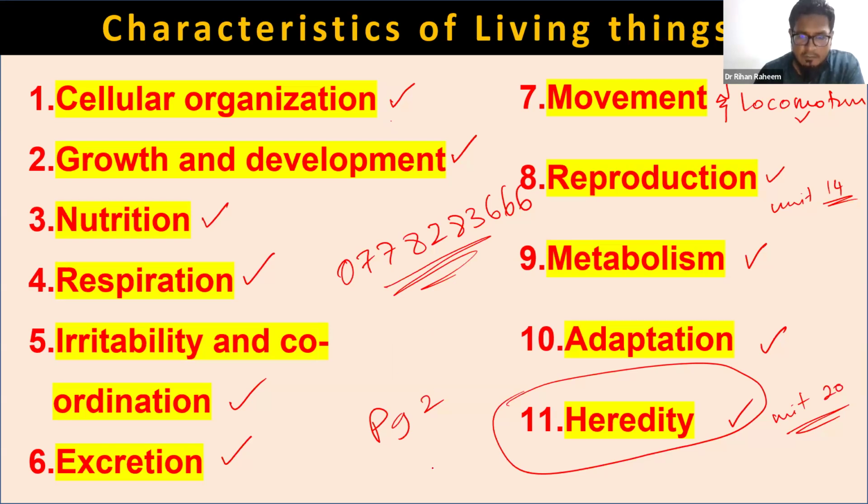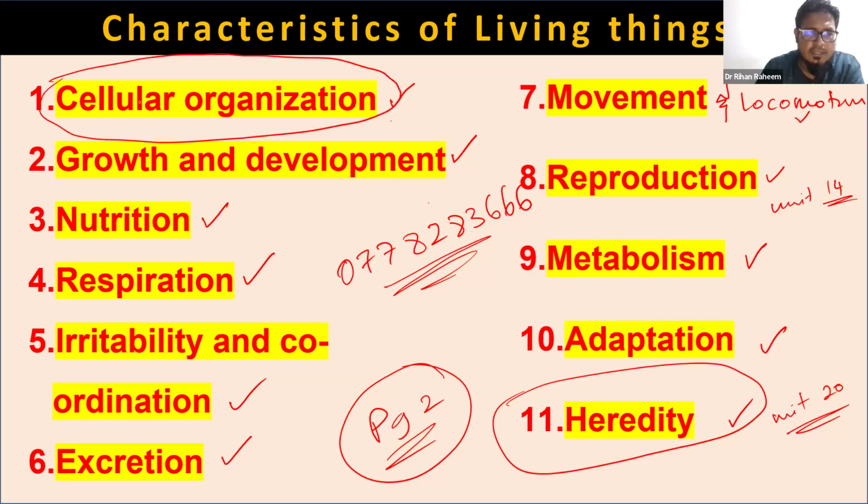Okay, so you all can take a screenshot of this, and once you get the tute, you can write this down on page number 2. These are the characteristics of living organisms. Characteristics of living organisms. Okay. Then, in this we had one topic called cellular organization.